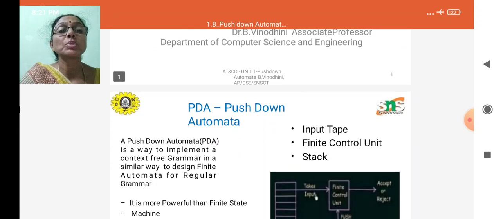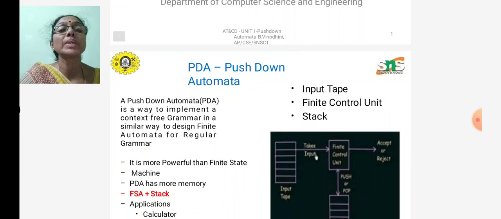So what is a pushdown automata? A pushdown automata is a way to implement context-free grammar. It is similar to the way we design a finite automata for regular grammar. It is a type 2 grammar, and it is more powerful than the finite automata. The pushdown automata is a combination of the finite automata and a stack.